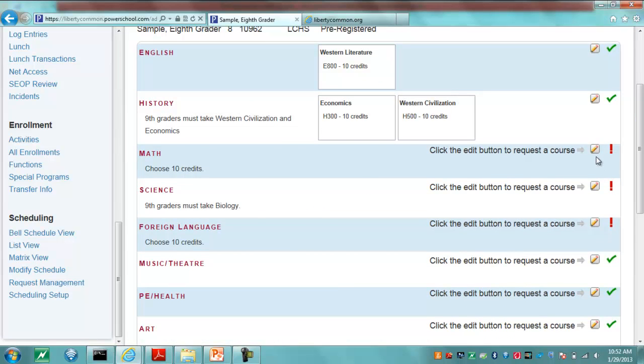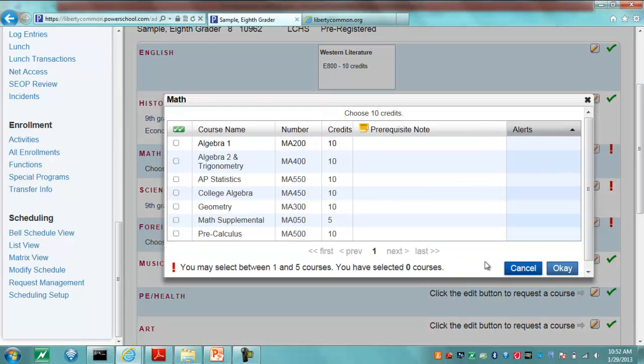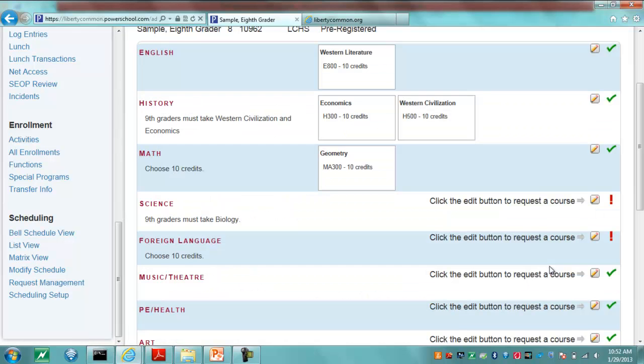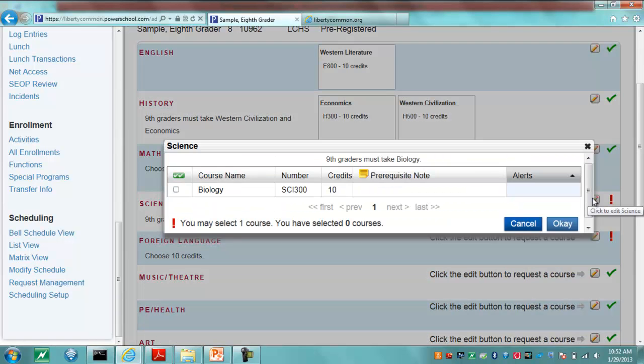For math, you are going to talk to your math teacher about what is the right math class for you for next year. There's a number of options. We go all the way up to Calc 3 eventually with math, but you want to talk to your math teacher about the best fit for you for next year. For science, every 9th grader takes biology, so that is a requirement.